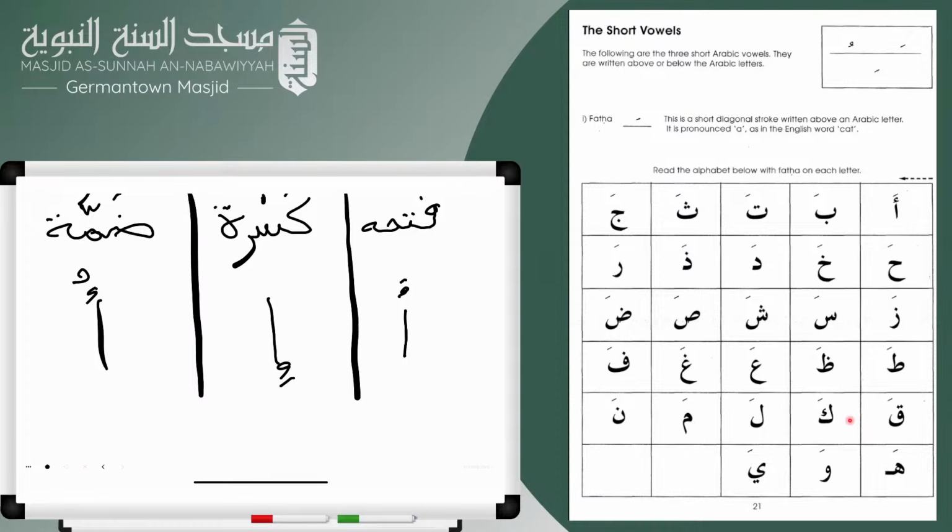Good. What's the next letter? Lam. Lam, when it has a fatha, what is the resultant? La. Not like the English la. Don't say like the English la. It's just ordinary. La. Lam fatha la.